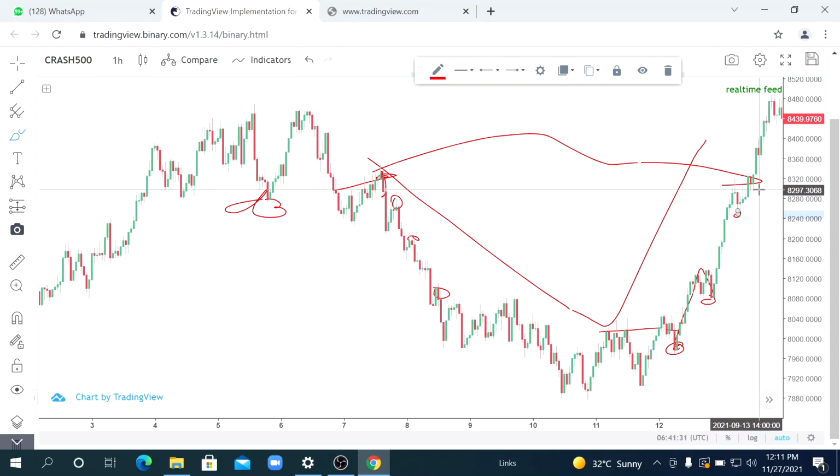This strategy works on all time frames, all markets, and it is very, very reliable. It is one of the best strategies you can ever get your hands on. Go and test it. I repeat, go and test this strategy and come back with feedback.